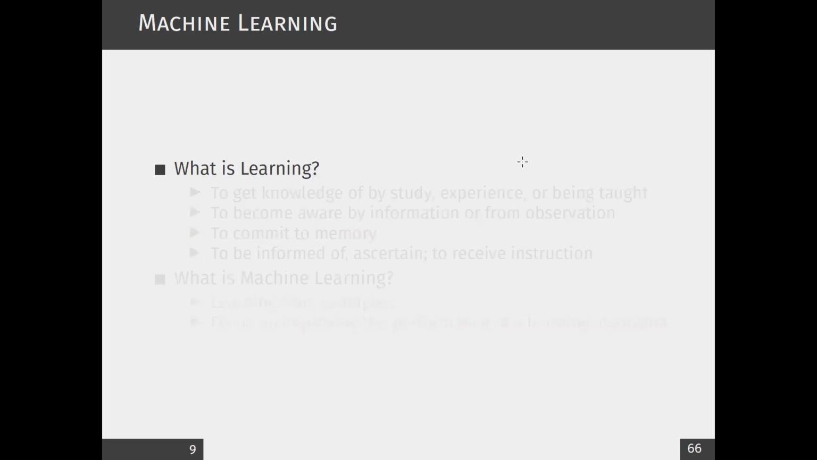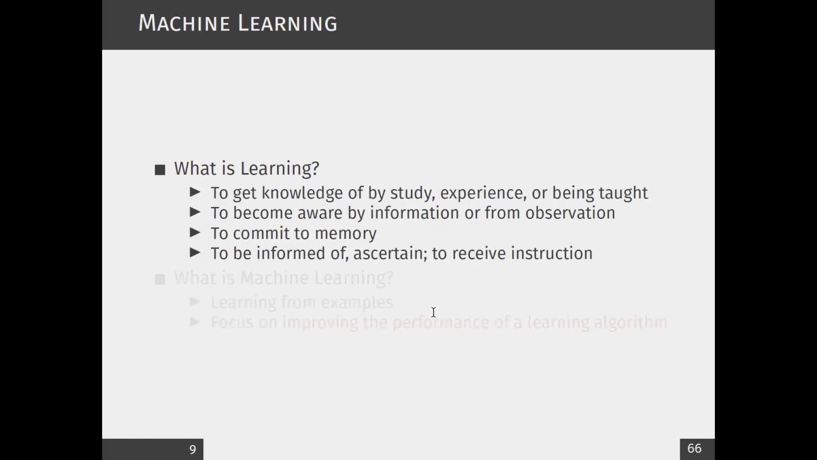Right. Next, machine learning. Now, machine learning, you will see, will be a part of this. Before we talk about machine learning, let's talk about learning. We all are learning from the day we came to this world, and we get knowledge and skills in various ways. You can study, you can experience, or you can be taught by somebody else, or you can become aware of information, or you can just observe, or you can commit to memory, or be informed of something, or receive instruction. So that's basically learning.